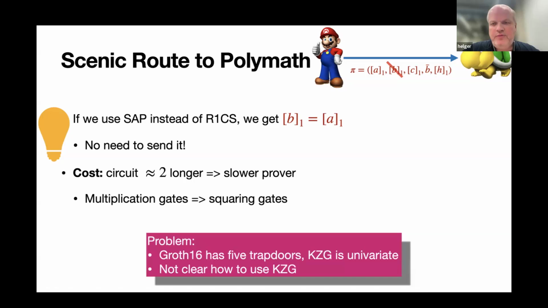So that is solved. Now we already have, syntactically, the Polymath proof. But talking semantically, we still have several problems. The first one is that CROT16 has 5 trapdoors, and KZG is a univariate polynomial commitment scheme, so it works in the case when you have 1 trapdoor. We could use a multivariate polynomial commitment scheme, but multivariate polynomial commitment schemes have longer proofs. So we want to stick with KZG.